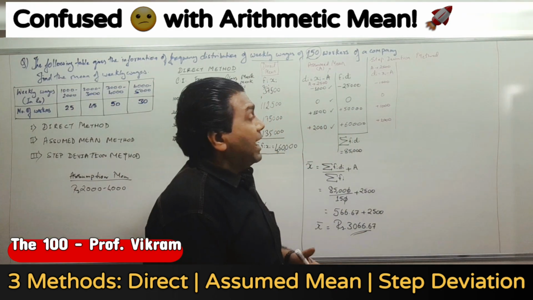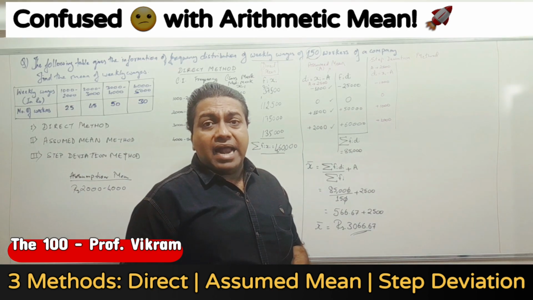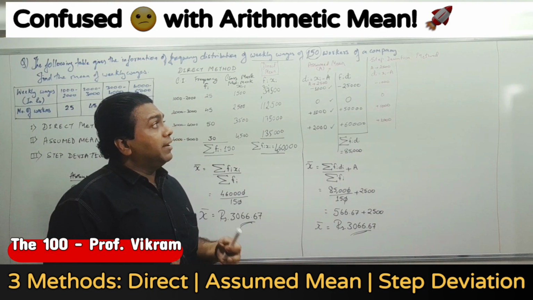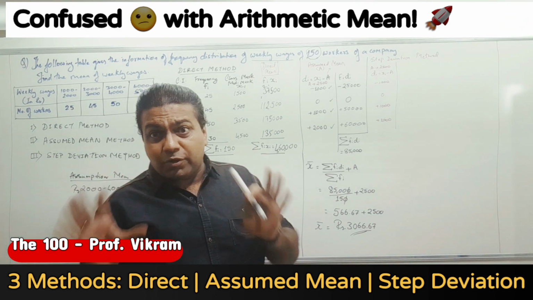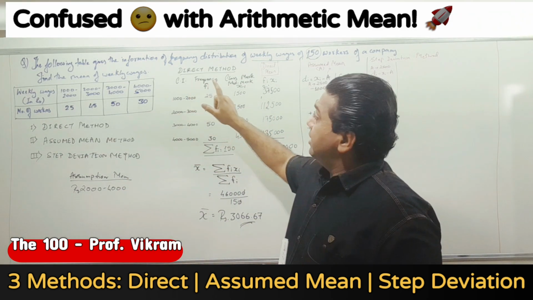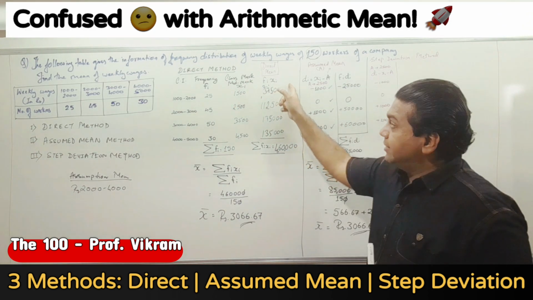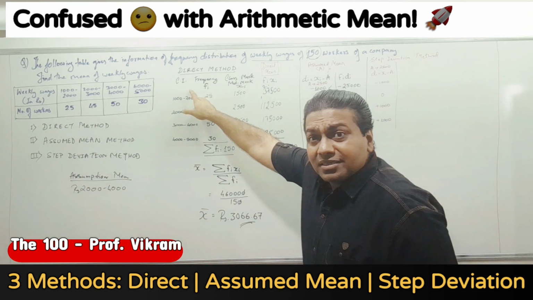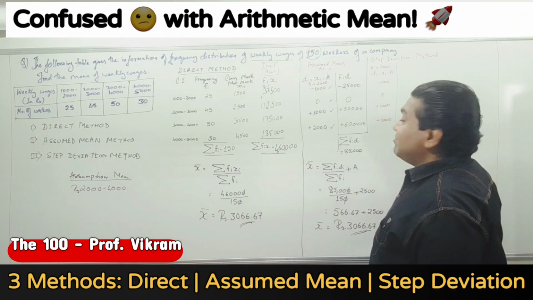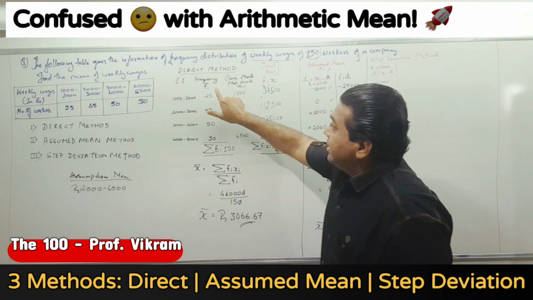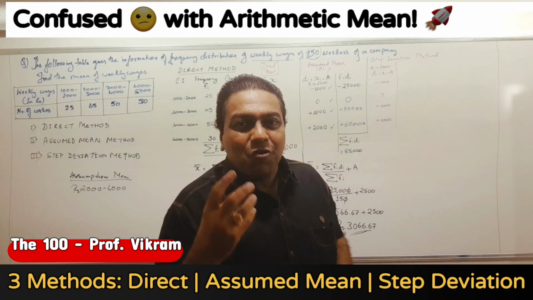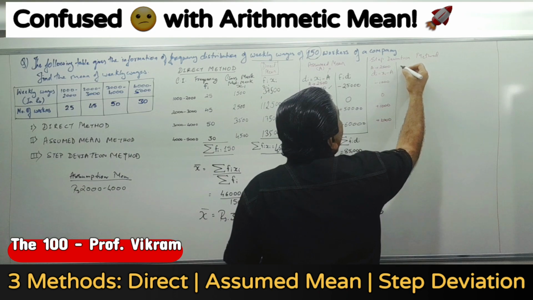After di, there will be two more columns added in the step deviation method. Which are those columns? We will consider some different value over here. That's what we are going to learn, so do not get confused. In the direct method, we had class interval, Fi, Xi, Fi Xi. In the assumed mean method, class interval, Fi, Xi, Di, Fi Di. And now in the step deviation method, we will have class interval, Fi, Xi, Di, and then one more very good column which will be called Ui.